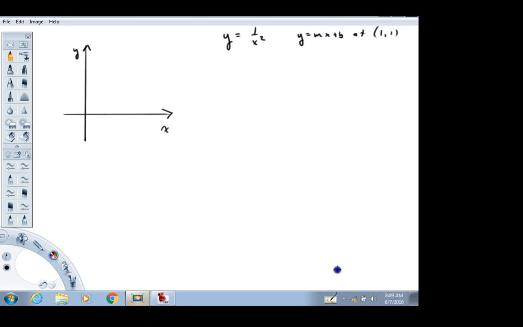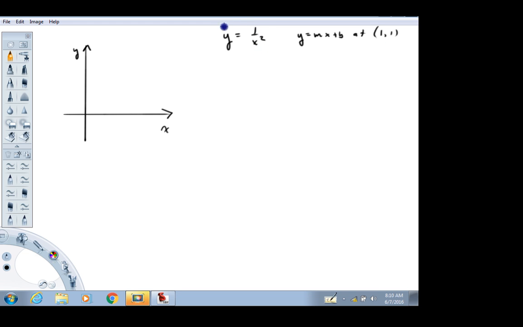The purpose of this video is how to use the derivative, or at least the concept of the derivative, to find the equation for the tangent line at a given point on a function. So what we're going to do is look at the function y equals 1 over x squared. We're going to try to find an equation for the tangent line. That's why I started with y equals mx plus b at the point 1, 1.